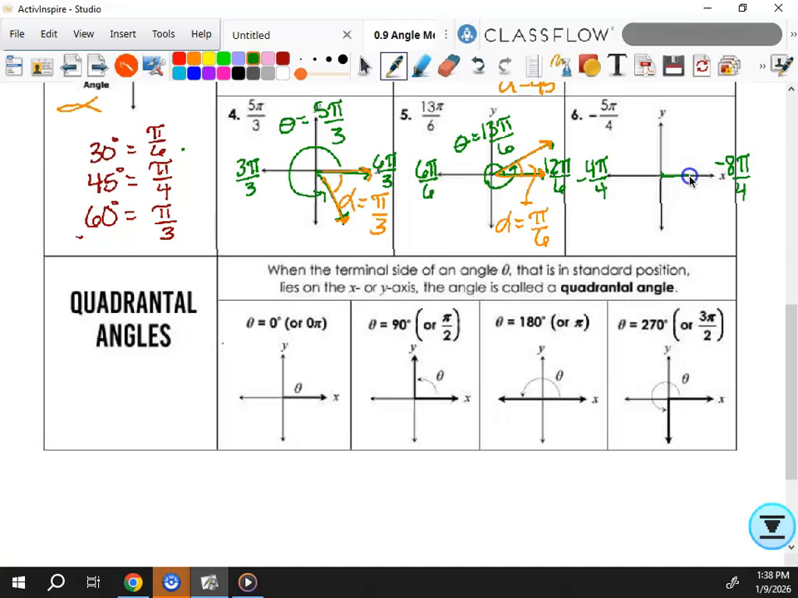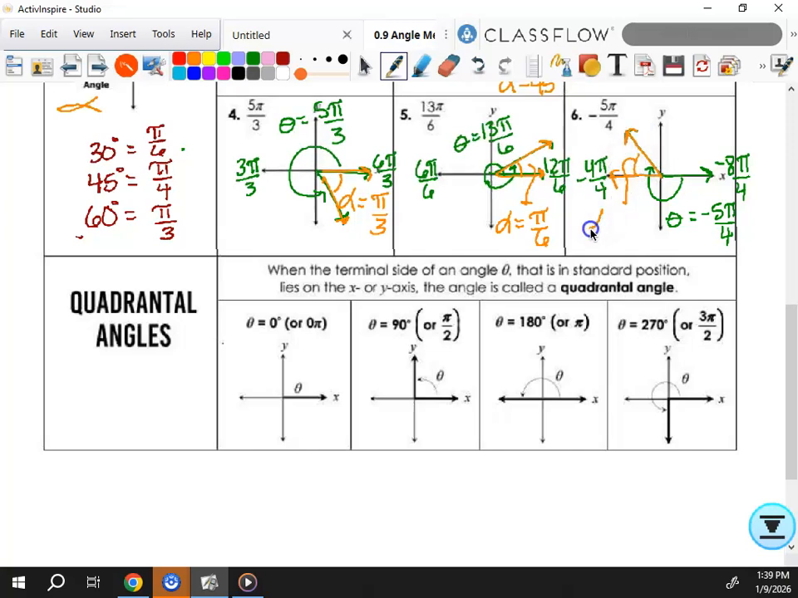I'm going to start here. Since it's negative, I go clockwise to end up here, which means I should end up in the second quadrant. And pi fourths is how many degrees? 45, so we're right there in the middle. So theta equals negative 5 pi fourths. My reference angle, shortest way back to the x-axis.